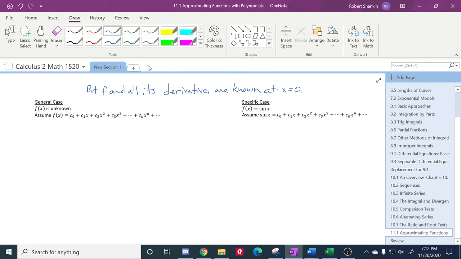So let me find my right page in my notes. So we're going to start right here. The first thing we're going to do is find out what f of 0 is.